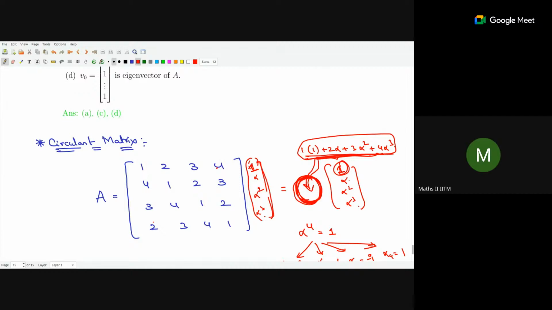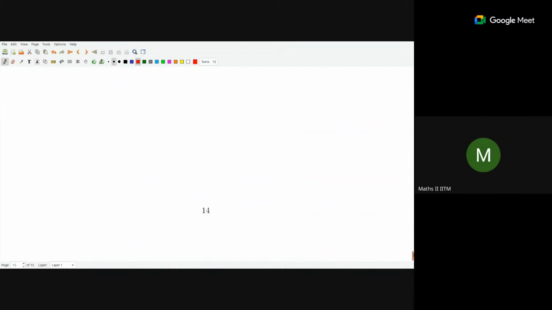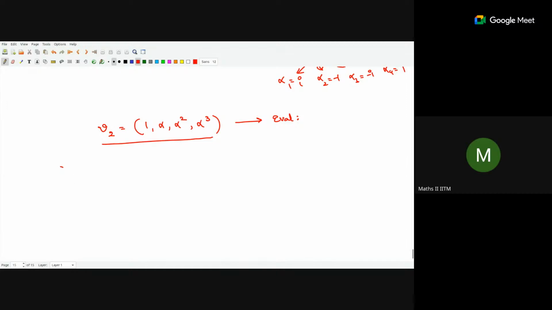Okay. And you can see the other things will also work. I will show you that. So if this is an eigenvector, I will write it down for you. 1 2 3 4, 4 1 2 3, 3 4 1 2, 2 3 4 1.